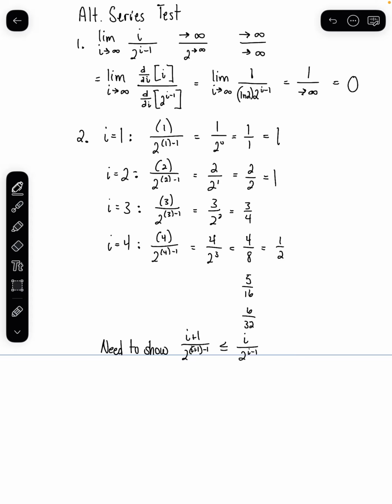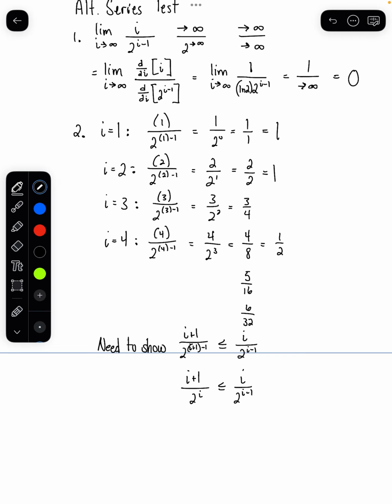We would need to show that that is true. So let us assume that it is, and let us clean this up a little bit and make it I plus 1 over 2 to the I is less than or equal to I over 2 to the I minus 1. A little bit of trickery here.